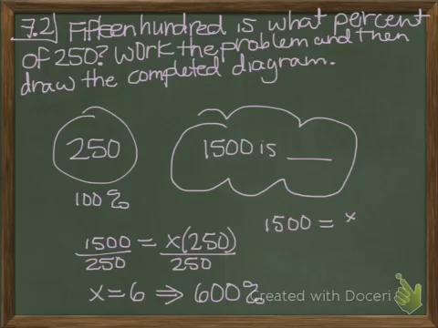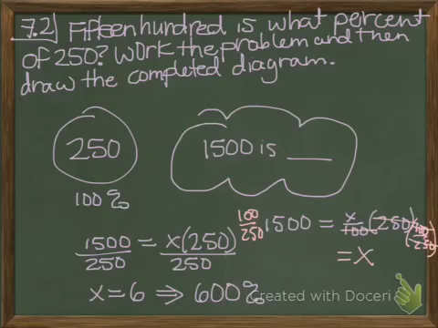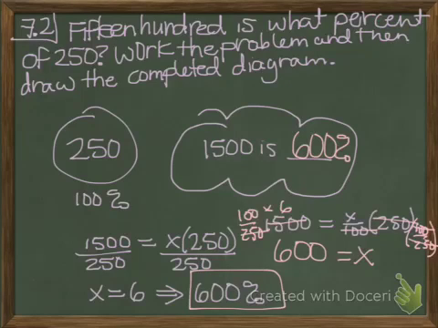Just really quick, we'll write it another way. If you don't want to do it as a rate, 1500 is x out of 100 over 250, then you don't have to multiply by 100 at the end. You're just showing it this time. So multiply both sides by 100 over 250 to get x by itself, and we get x is equal to 250 goes into 1500 6 times. 6 times 100 is 600. So it's 600%.